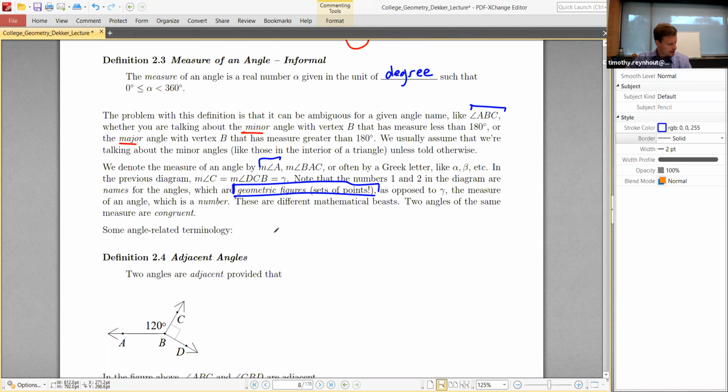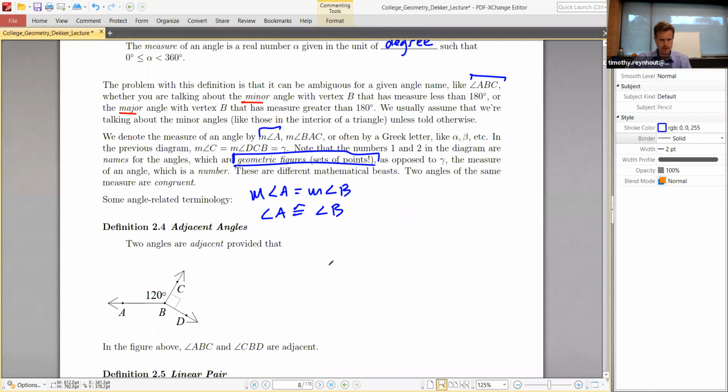So we might say that the measure of an angle could be equal to the measure of some other angle. And when that is true, we would say that the angles are congruent to one another. A little bit of difference here: this is a number, and two numbers can be equal to one another. These are geometric figures, and geometric figures can be congruent to one another. The idea of sameness.